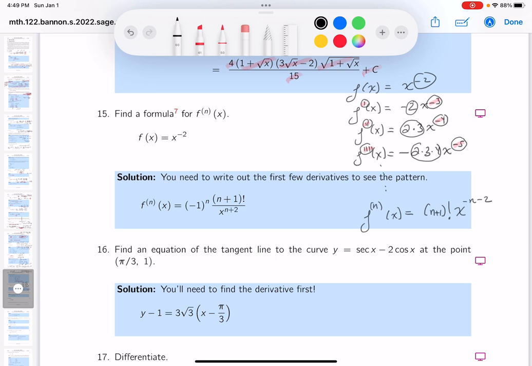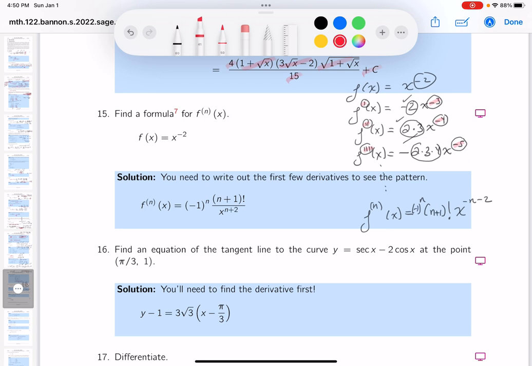I see that. But I also see an alternating sign. How's that going? Well, the odd derivatives, like the first one and the third one, are negative, but the even ones are positive. So we're going to put down, looks like minus 1 to the nth power. Again, first one would be minus, second one would be positive, third one would be negative. It does seem to work out.